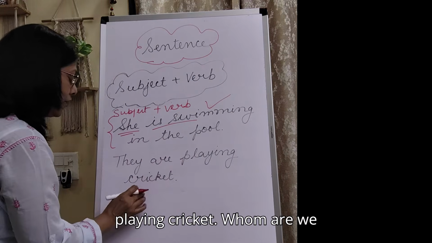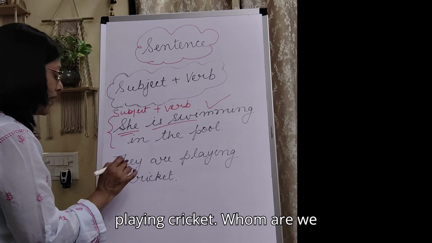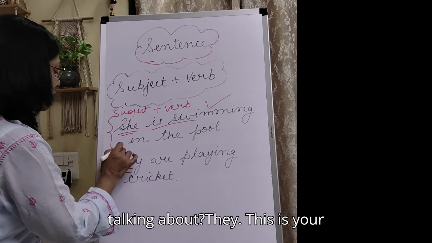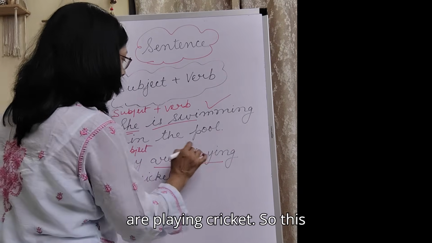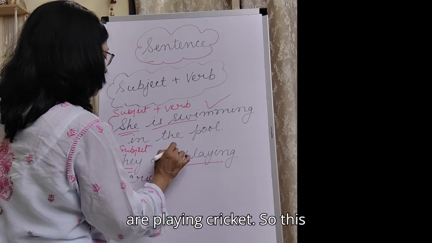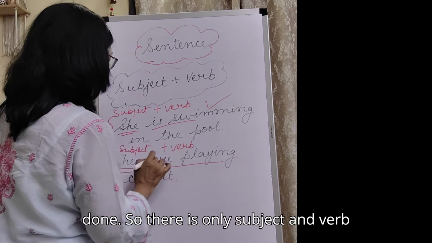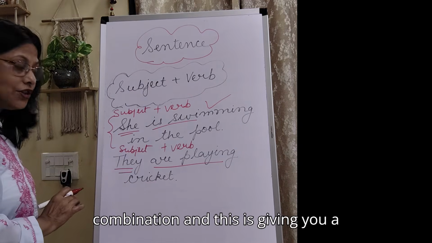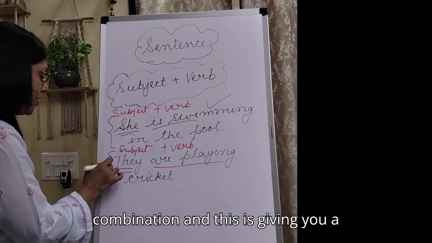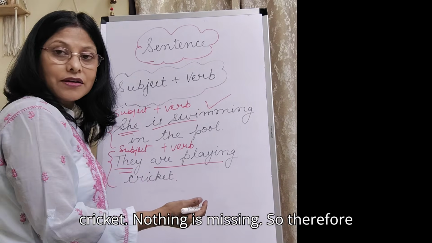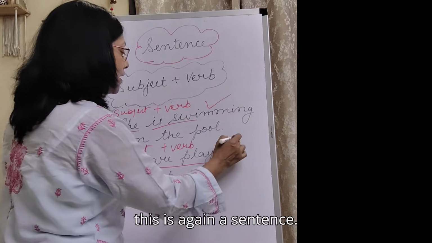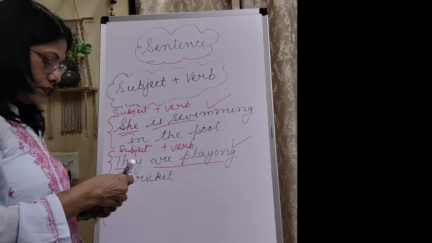They are playing cricket. Whom are we talking about? They. This is your subject. What are they doing? They are playing cricket. So this is your verb, the action being done. So there is again a subject and verb combination, and this is giving you a complete meaning. They are playing cricket. Nothing is missing. So therefore, this is again a sentence.